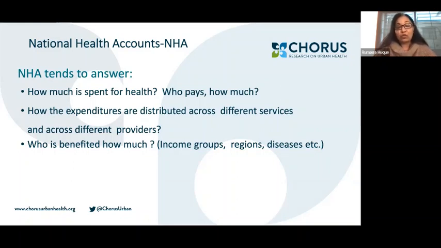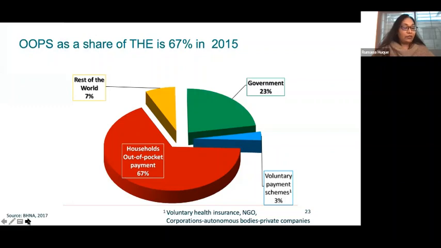National Health Accounts also traces how much spending is done by different income groups, by different regions, by different disease profiles. So maybe more preventive, promotive care, or cancer or other treatments. These can be done with a more sophisticated process of National Health Accounts. I will give a few examples from the National Health Accounts that have been conducted in Bangladesh, which will show what information we can get from National Health Accounts, as I was saying, what questions it tries to address.